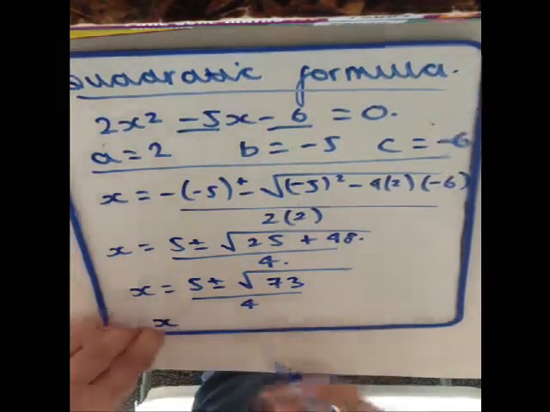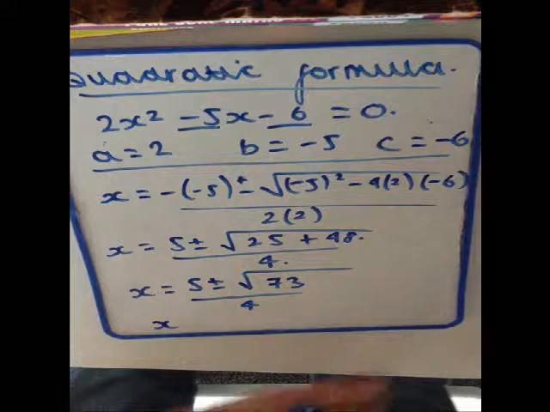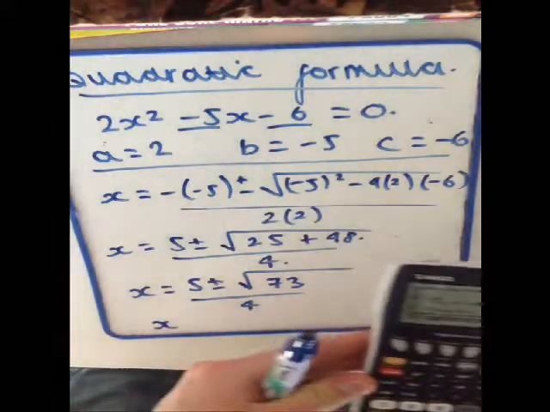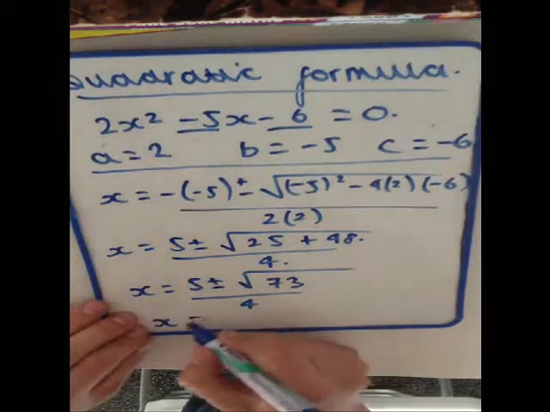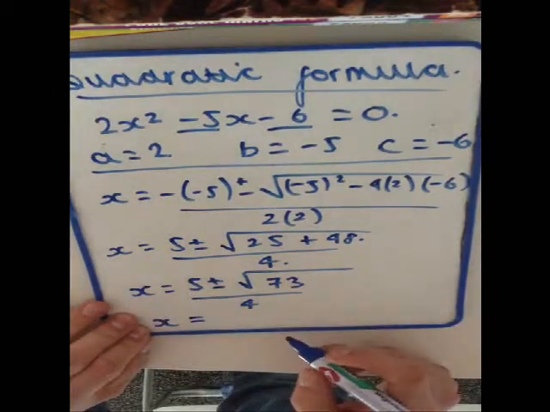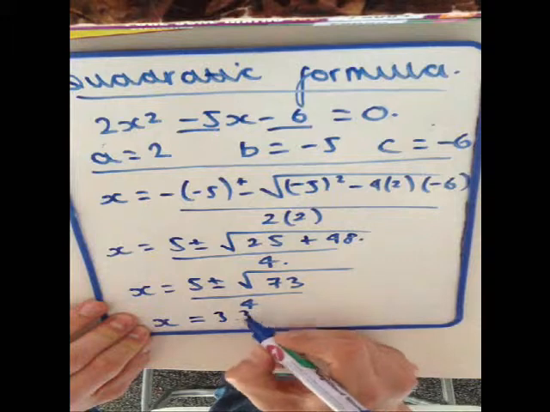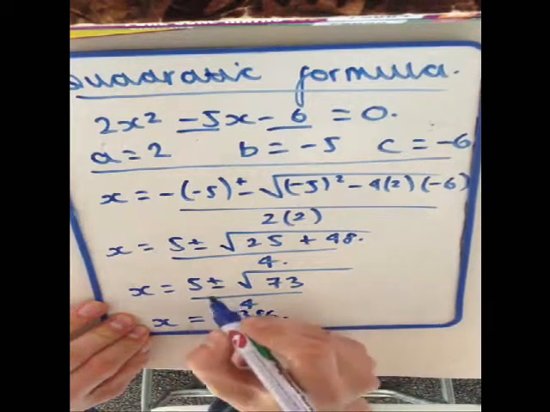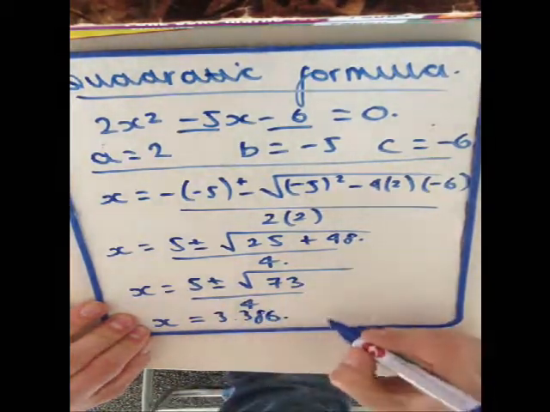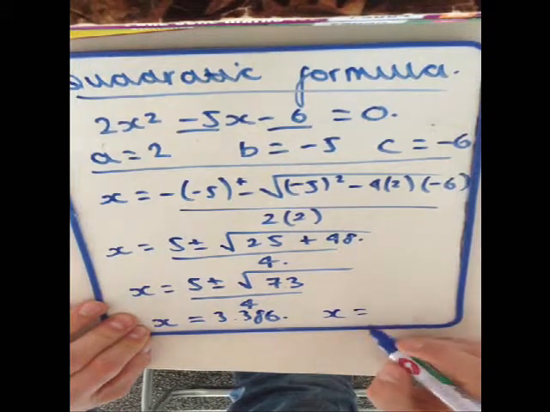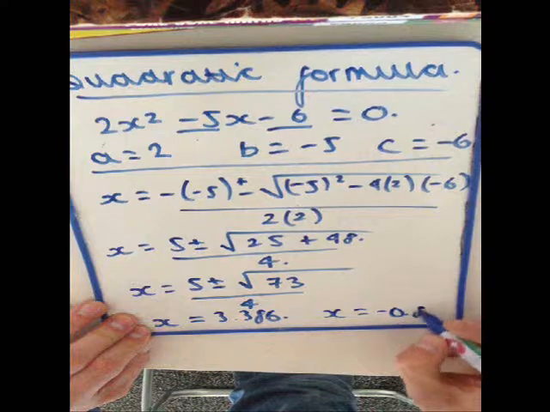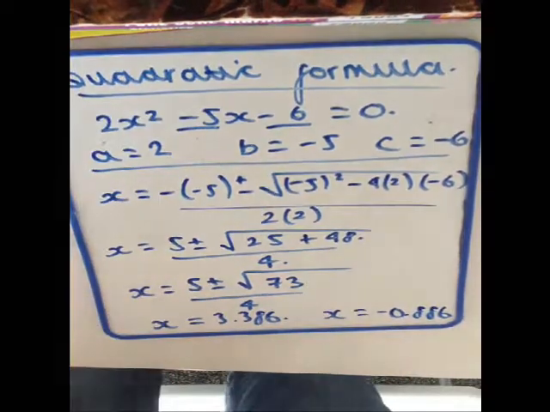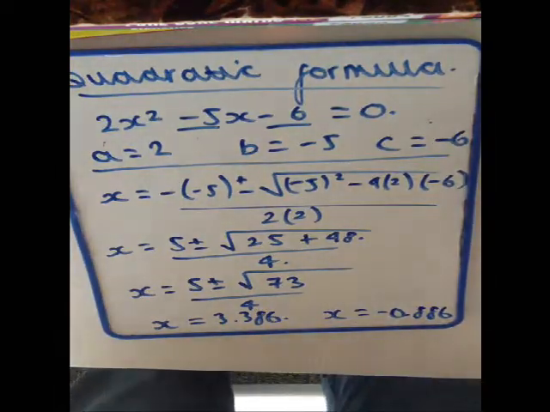Now it's just a case of putting these values into your calculator. Once done that, you come out with the values of x is equal to 3.386 when we use the positive version. The negative version, we get x is equal to minus 0.886.